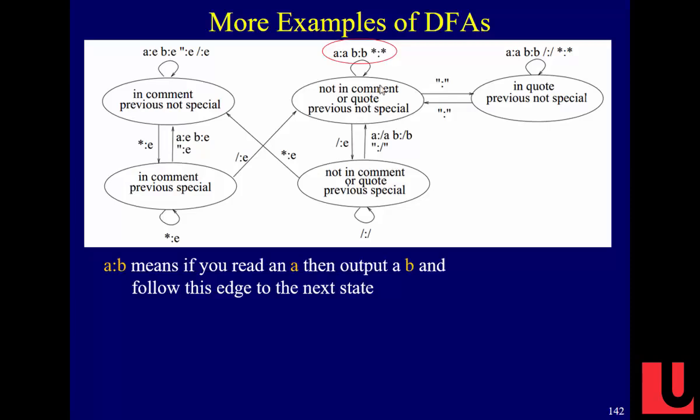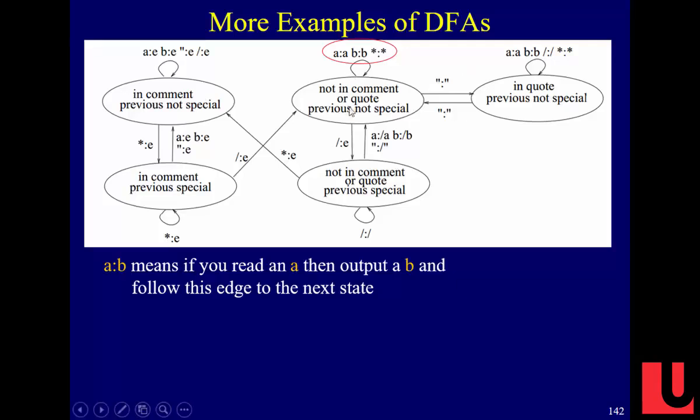So here's the DFA for it. Here I'm in the state where I'm not in a comment or in a quote, so I guess we have comments and quotes as two different things. And the previous character is not special, right? Because I can only see one character at a time, right? So if I read this, I have to remember that I saw that, because it may not be an issue, or it may be an issue, right? So I'm remembering whether it's special or not.